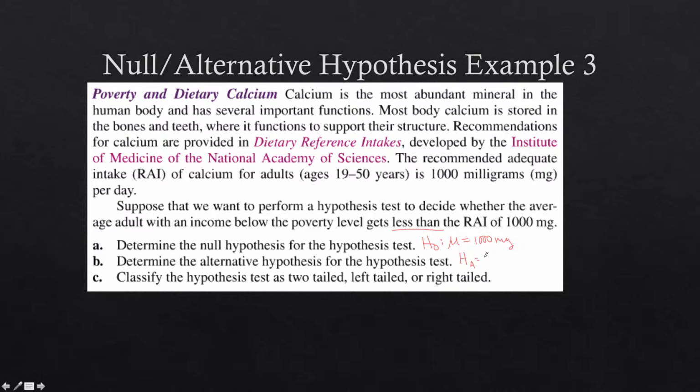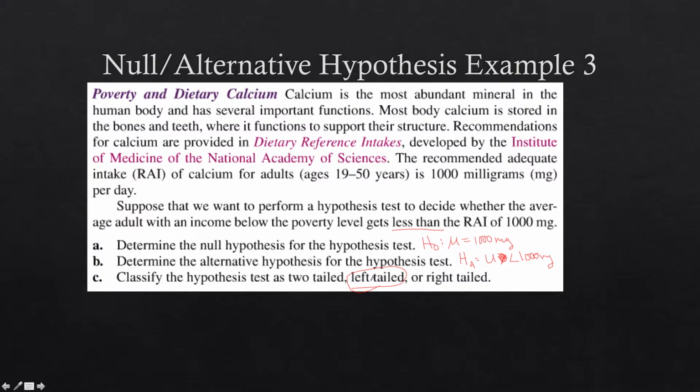So our alternative is going to be less than 1,000 milligrams. Okay? Our alternative is going to be less than. So how would we explain that? Well, the alternative hypothesis is the mean calcium intake of all adults with incomes below the poverty level is less than the RAI of 1,000 milligrams per day. That's how we would describe that alternative. Now, what kind of test is this? Well, it's less than, so we know it's a left-tailed test.